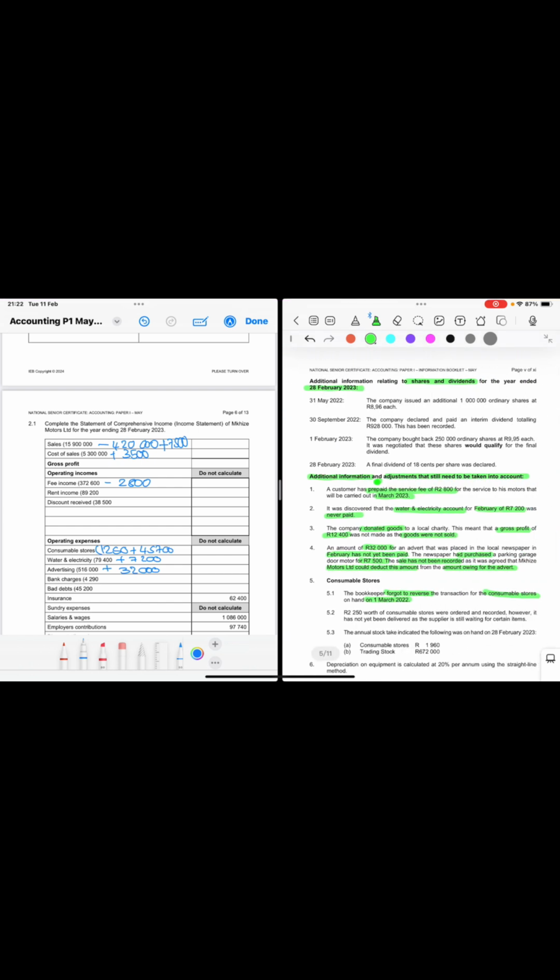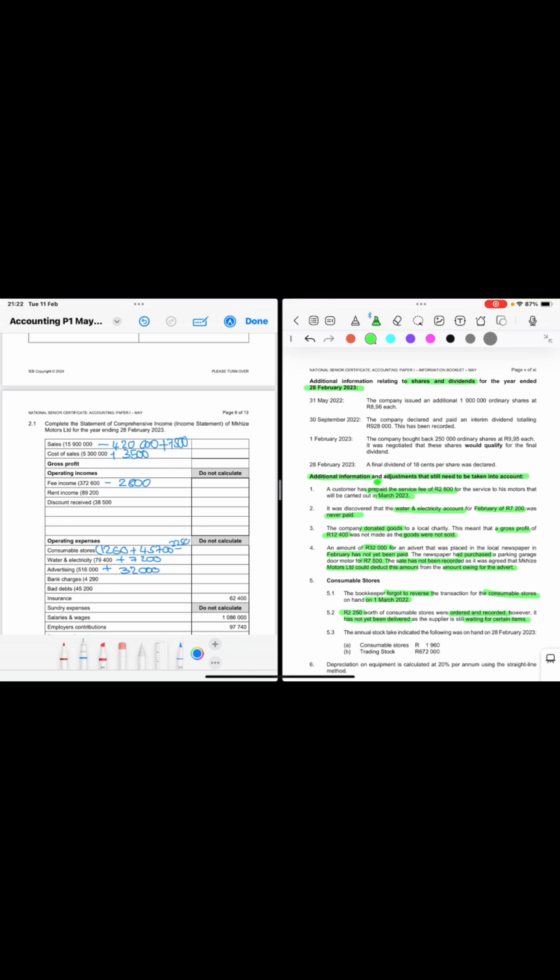Let's see what else they tell us. 2,250 worth of consumable stores were ordered and recorded. However, it has not yet been delivered as the supplier is still waiting for certain items. So we don't have those with us yet, but we have included them in our purchases. So we need to deduct that, minus 2,250.